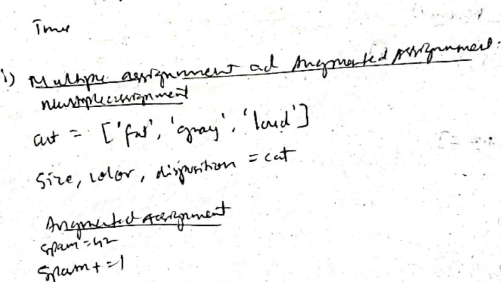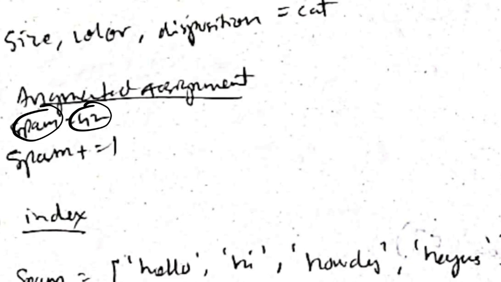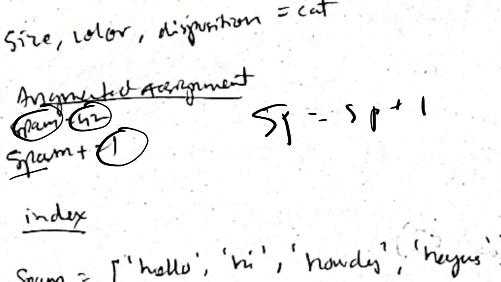The next one is the augmented assignment. It means the shorthand notation. If you have spam is equal to 42 and you want to increment the spam value by 1, you can write spam is equal to spam plus 1. Or in the shortcut way, you can write spam plus is equal to 1. It will add the value 1 to the previous spam value and store it in spam itself. So spam value will be equal to 43. Okay, that was about the augmented assignment operator.